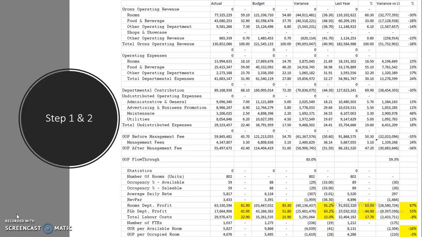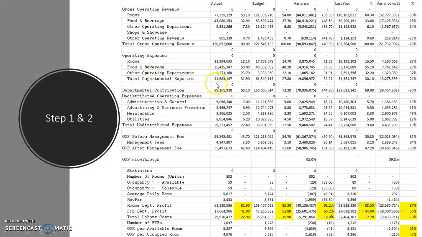Now we're going to look at a sample of the steps. Here is a sample of the profit and loss statement for a hotel. It's an overall P&L. Here you can see the total gross operating revenue of the hotel, actual month to date, variance versus the budget, then actual last year, and then variance versus last year in terms of absolute value and in terms of percentage. The overall feel for this hotel is that the gross operating revenue is lower than the budget by about 40% and lower than last year by about 28%.